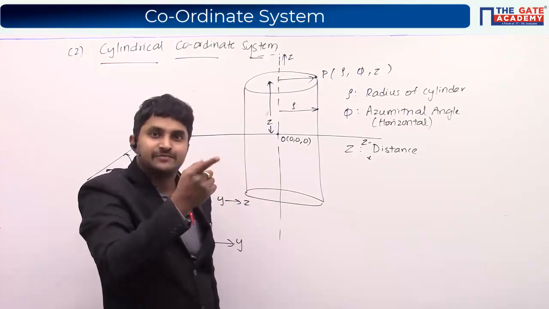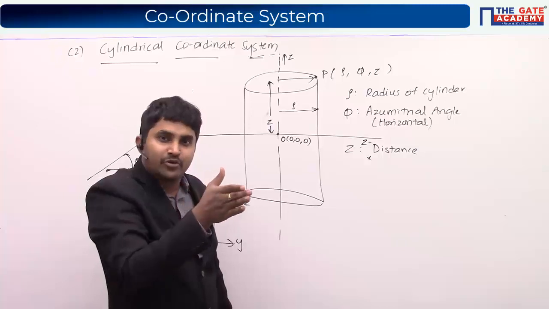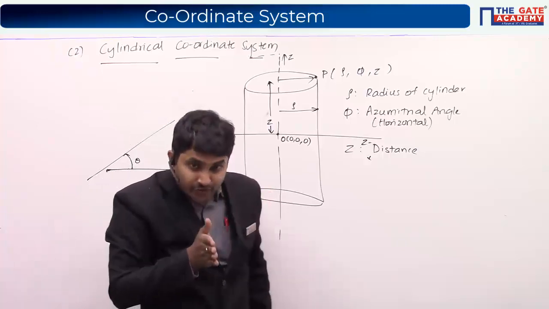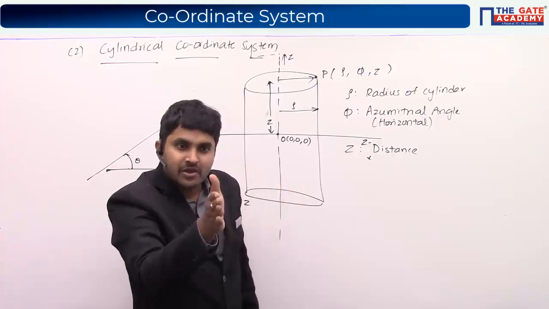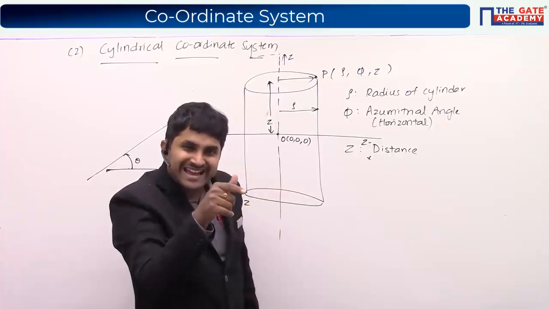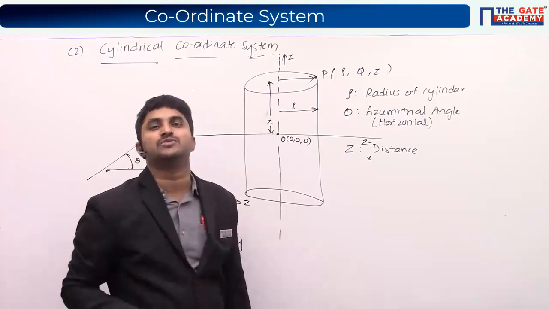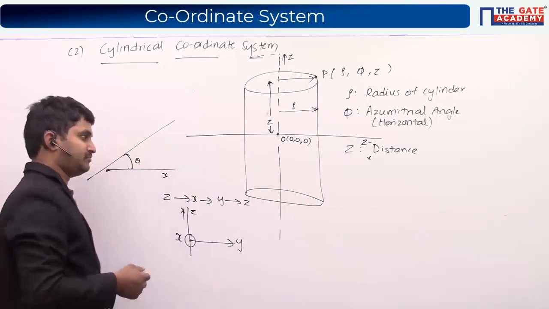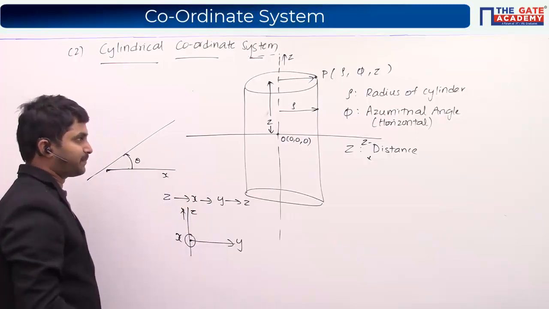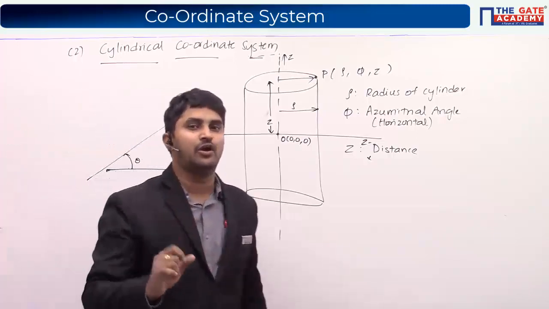Vertically means like this. Okay? Horizontal means I'm going like this. Okay? So from the x-axis, if I'm moving like this, this angle subtended is what we are calling an azimuthal angle. This angle subtended is what we are calling an azimuthal angle. So z is the z distance. Is this angle clear to all of you?